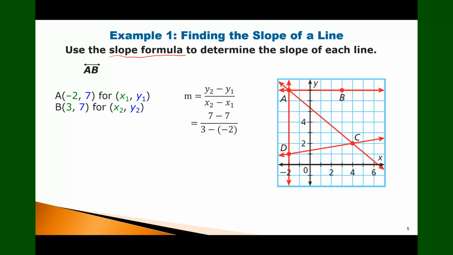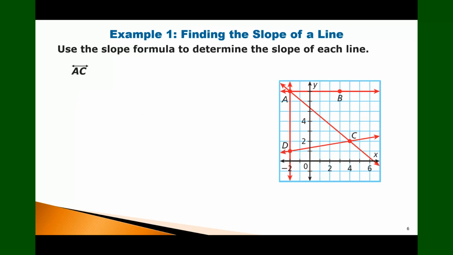When I simplify this, I'm going to get 7 minus 7 is 0, and 3 plus 2 is 5. And 0 over anything is just 0. So that is my answer. So that's exactly what I thought it was going to be. So I know I've done it correctly. All right? So that's what we're going to try.